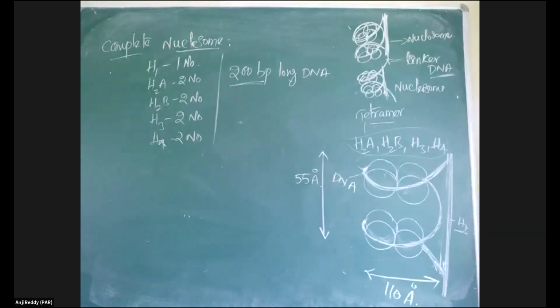Next point. Histones are grouped to form a unit of 8 molecules called histone octamer.